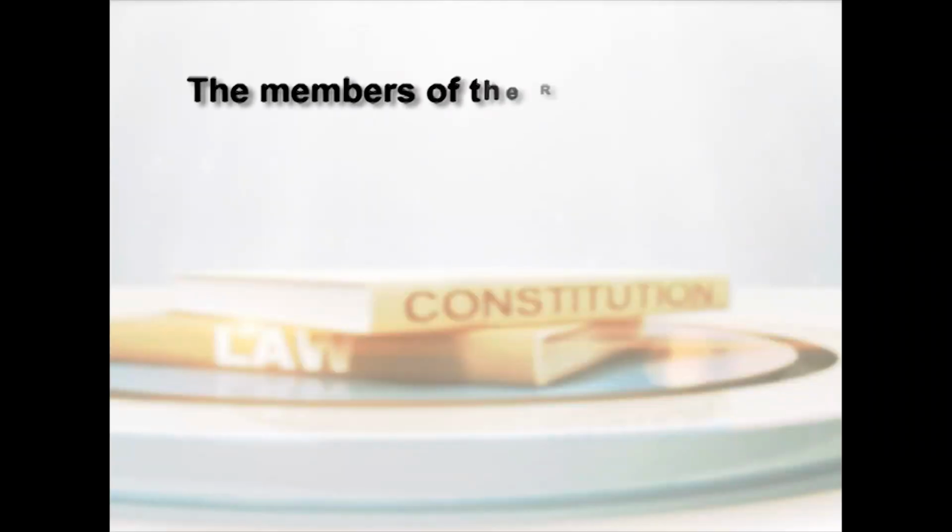Out of these 250 members, 12 members were to be nominated by the President of India. The remaining 238 members are to be elected indirectly from the different states and the union territories. The members of the Rajya Sabha, for our convenience, can be classified under the following categories.